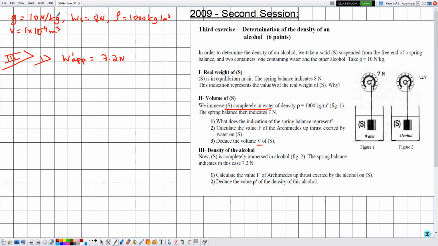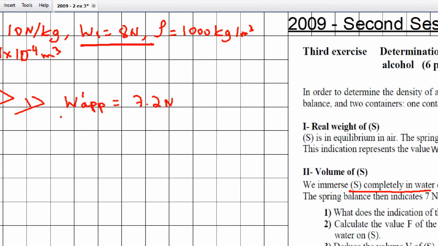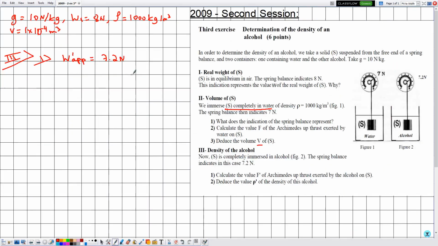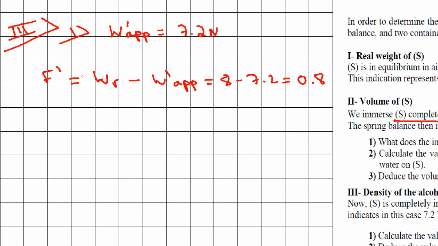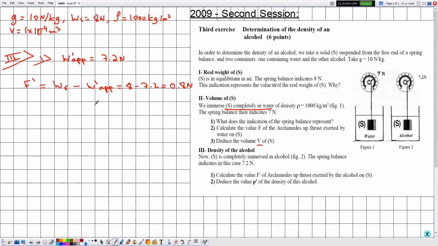newtons. Knowing the value of the real weight and the apparent weight prime corresponding to alcohol, F prime can then be calculated using the following formula: the real weight minus W prime apparent, which is equal to 8 minus 7.2. Then F prime will be given by 0.8, since both the real weight and the apparent weight prime are in newtons, so F prime will be expressed in newtons as well. Then the value of F prime is equal to 0.8 in newtons.